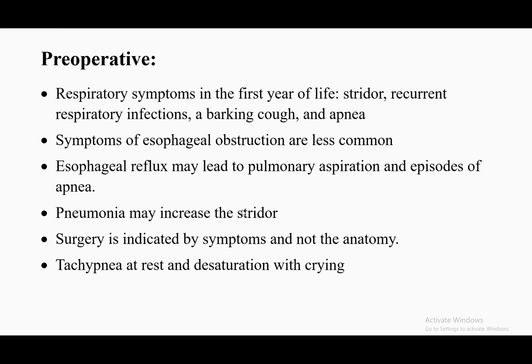Respiratory symptoms in the first year of life, like stridor, recurrent respiratory infections, or barking cough, apnea. Sometimes the patient is diagnosed late. Sometimes the diagnosis is respiratory, like asthma or whatever, and then later they discover that the cause of these respiratory symptoms is a vascular ring. Symptoms of esophageal obstruction are less common. Esophageal reflux may lead to pulmonary aspiration and episodes of apnea. Pneumonia may increase the stridor.